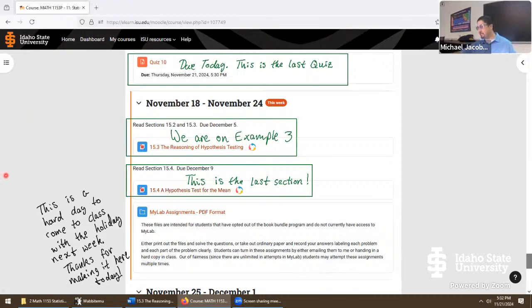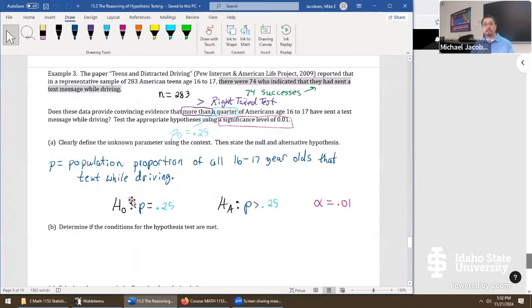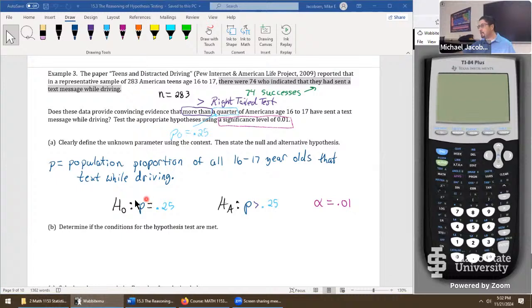So let's take a look then where we left off in 15.3. We set up a hypothesis test. Looks like we did the parameter, the null and alternative, and just copied down the level of significance. Just as a quick rundown of what we were looking at, this has to deal with distracted driving. They gathered a representative sample of 283 Americans in this age range. We're told 74 indicated they had sent a text message while driving.